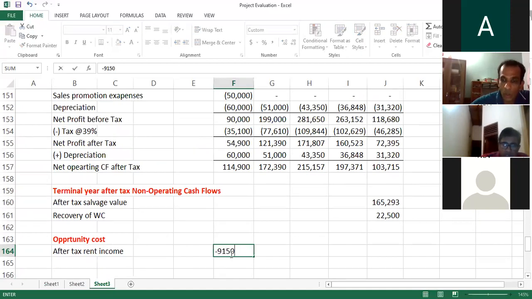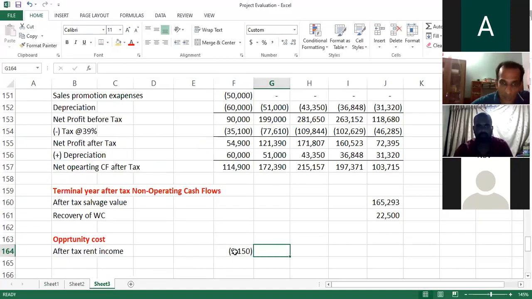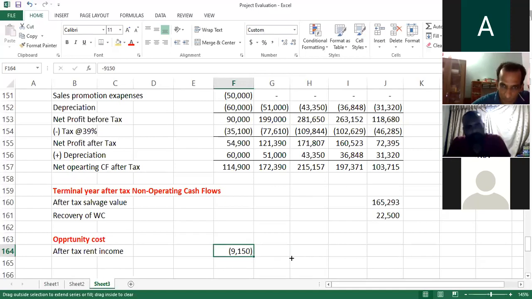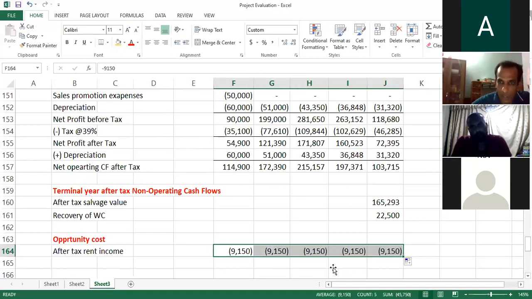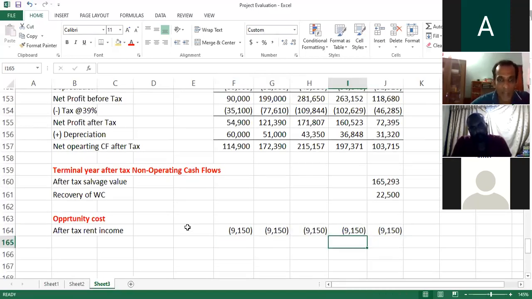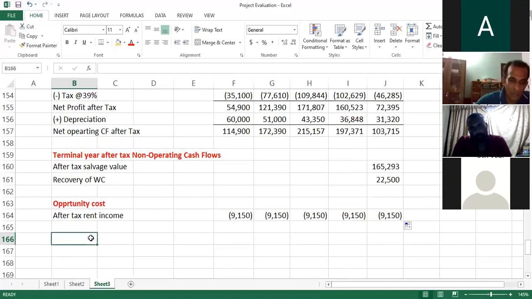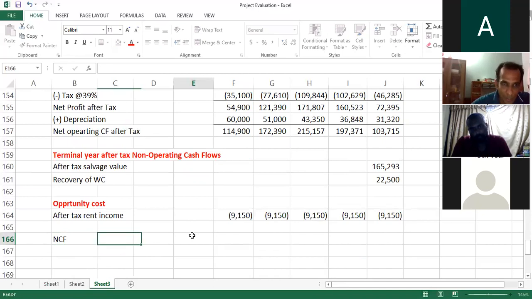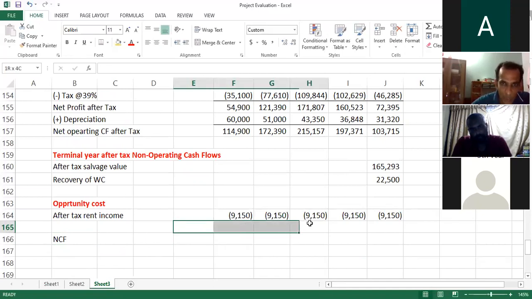Relevant for all the years. All 5 years, right? All 5 years, that is relevant. 9,150 they will lose. Now what you have to do? Now you have to calculate the net cash flow for all 6 years. Now you can calculate net cash flow for all 6 years, right?